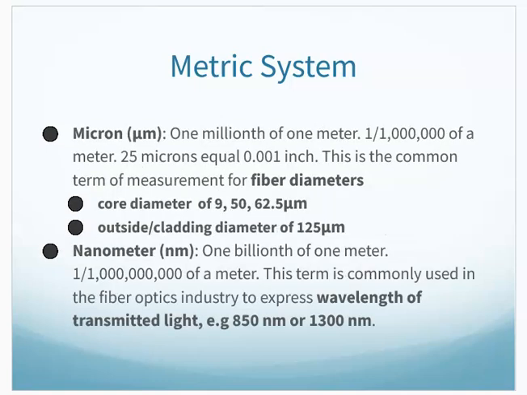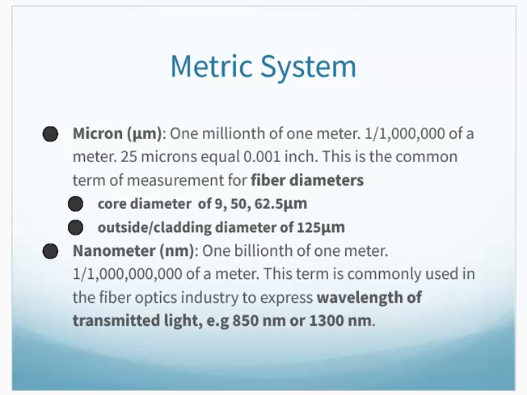When we actually look at the fiber itself, we start talking in microns, 1/1,000,000th of a meter. 25 microns is about 1,000th of an inch. Around 50 microns is 2/1000ths of an inch. We're now starting to get to like the thickness of a piece of paper, just to give you a little bit of perspective there.